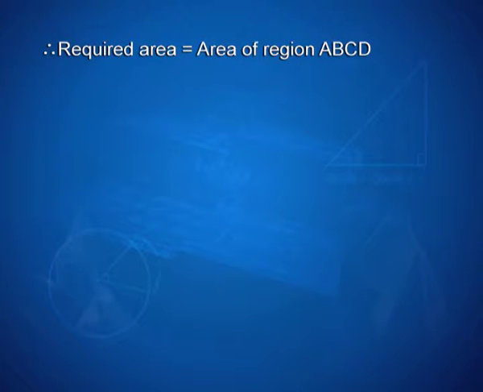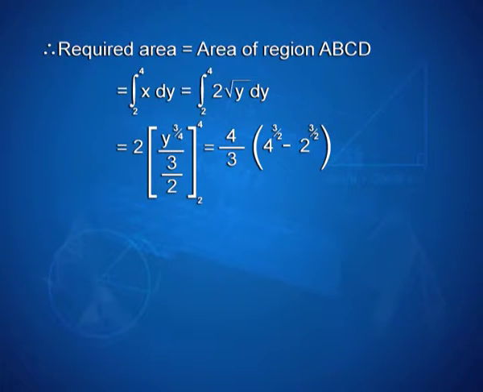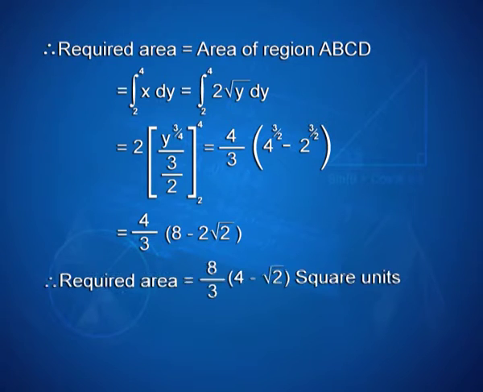Therefore, the required area is equal to the area of region A, B, C, D, that is equal to integral 2 to 4 x into dy, that is equal to integral 2 to 4 2 into square root y into dy, that is equal to 2 into y to the power 3 upon 2 upon 3 upon 2 with limits 2 and 4, that is equal to 4 upon 3 into 4 raised to 3 upon 2 minus 2 raised to 3 upon 2. On simplification, we have 4 upon 3 into 8 minus 2 root 2. Taking out 2 as common, the required area is 8 upon 3 into 4 minus square root 2 square units.